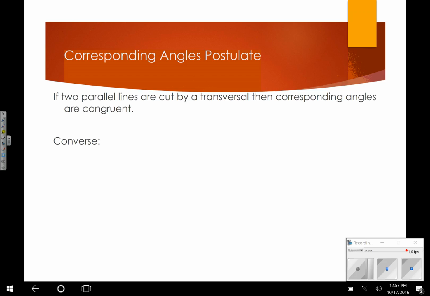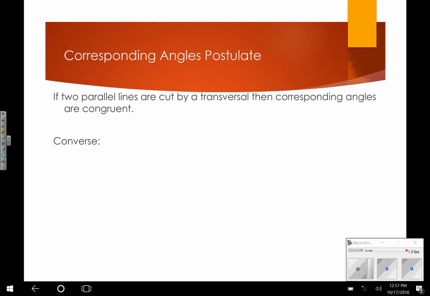Okay, so at the top of your paper were the 4 postulates that we learned about parallel lines and the transversals. So the first one: if 2 parallel lines are cut by a transversal, then corresponding angles are congruent. Take a minute and write down all 4 of the converses of those 4. Pause the video when you're done. Go ahead and check to see that you've done it correctly.